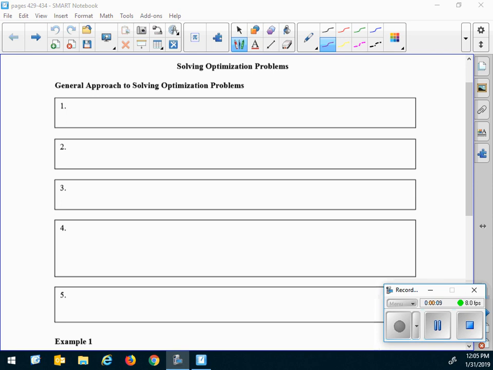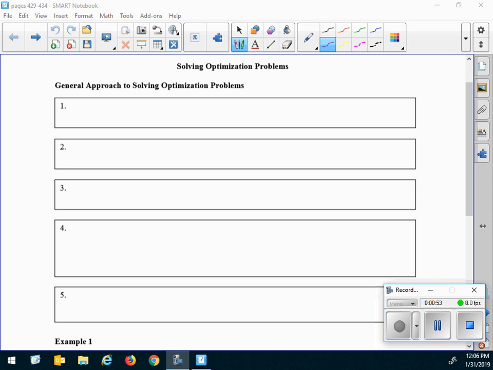Solving optimization problems. First, you got to know what it means to optimize something. You ever heard that word? Any idea how you've heard it? Very good. There you go. Make the most of it. She said make the most of something. What optimization means in math is maximize or minimize. Find extrema.